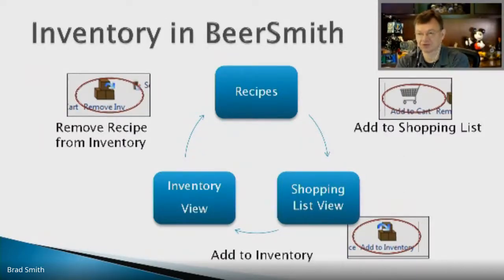I use the shopping list feature quite a bit when I'm trying to build a list of ingredients, especially if I've been working with multiple recipes. It'll add them together for you. So that's how the inventory system works.